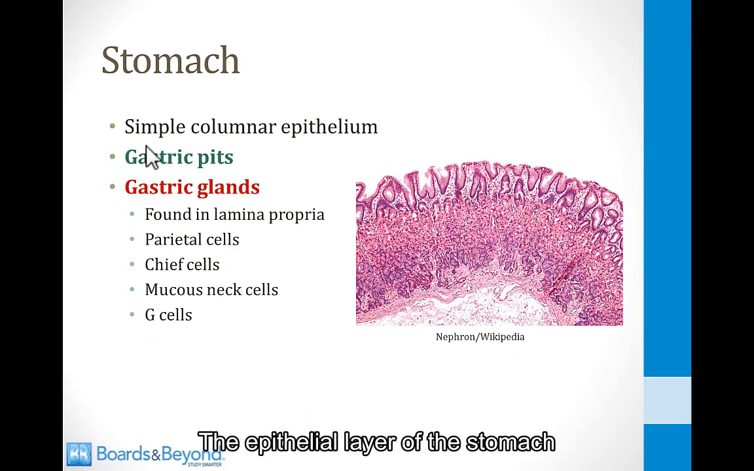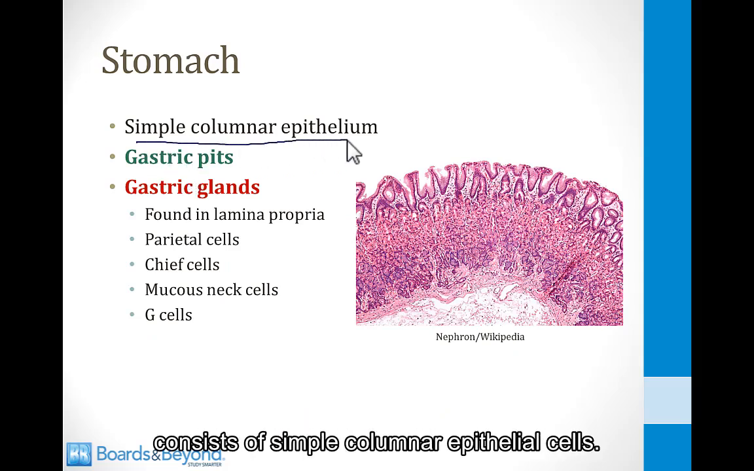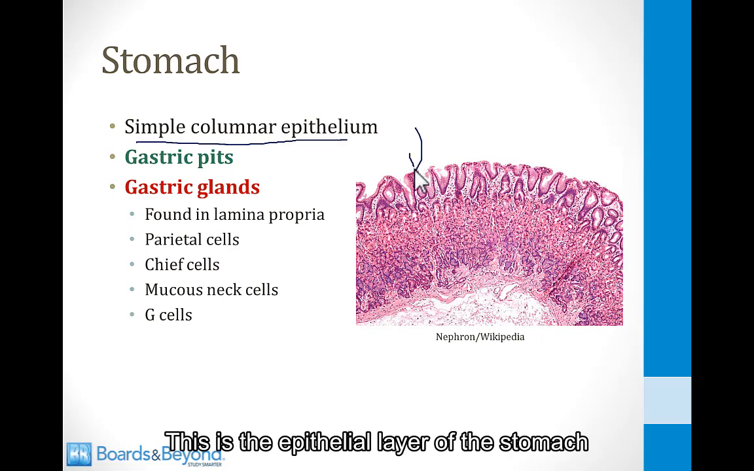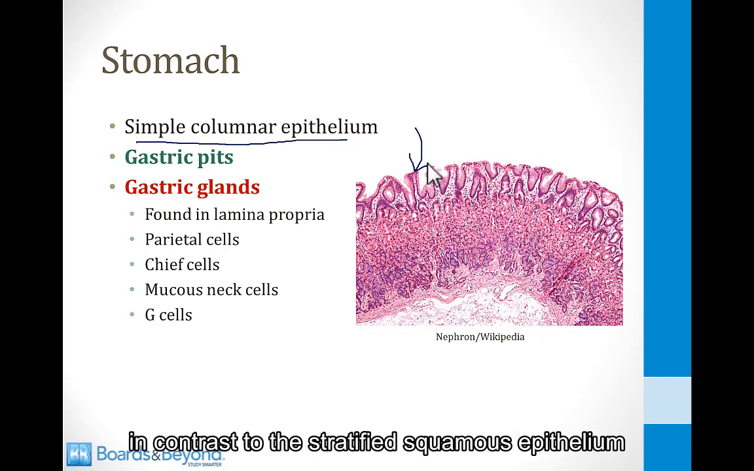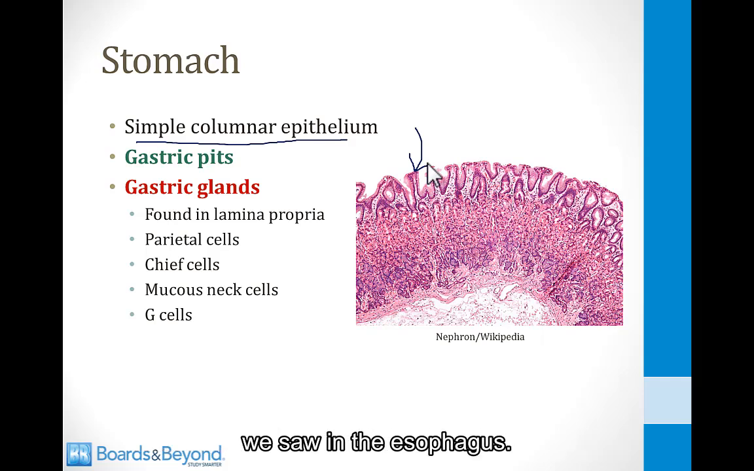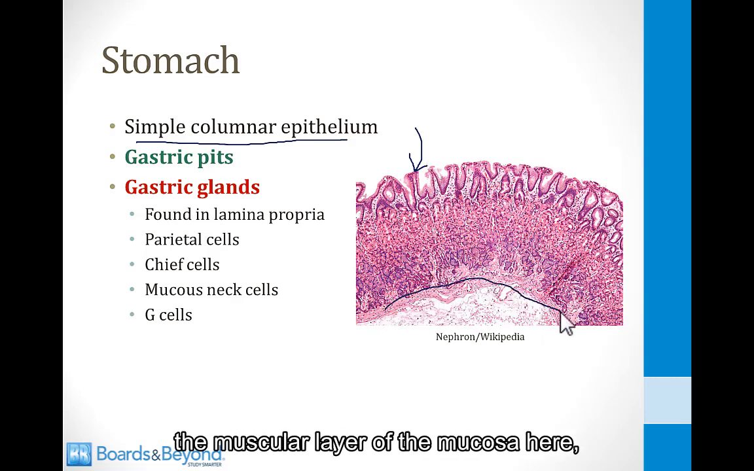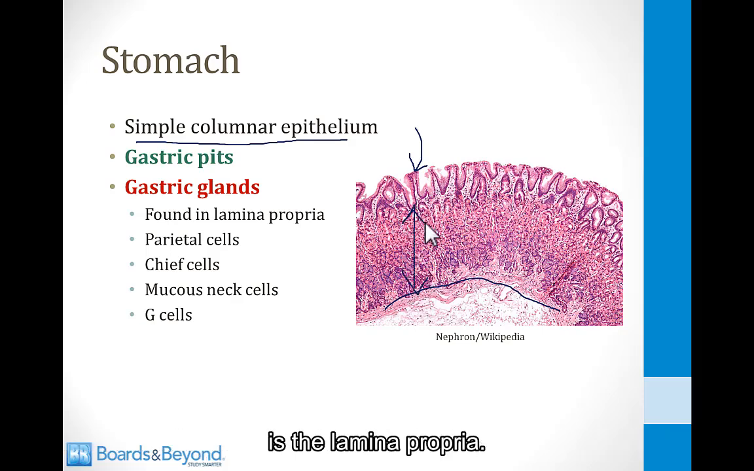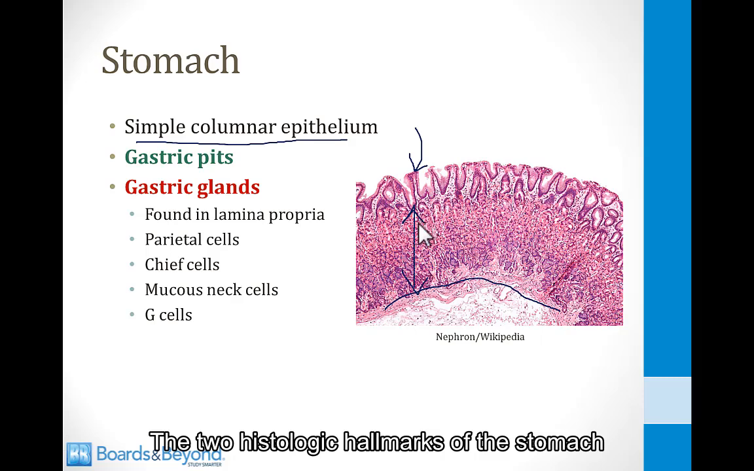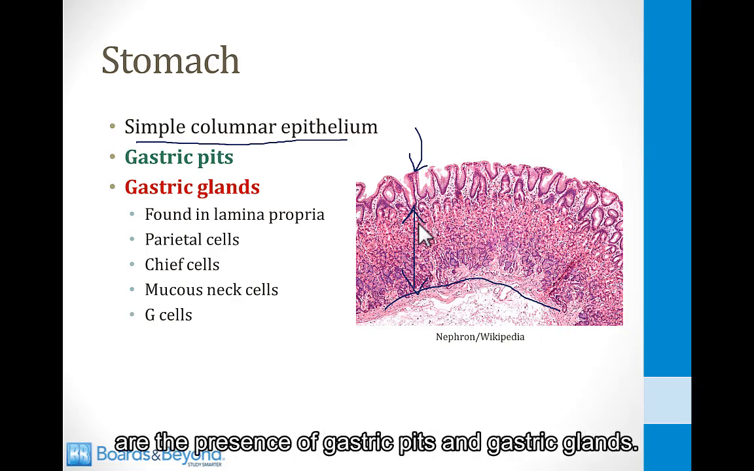The epithelial layer of the stomach consists of simple columnar epithelial cells. This is the epithelial layer of the stomach shown in this slide here. These cells are simple columnar epithelial cells in contrast to the stratified squamous epithelium we saw in the esophagus. On this slide you can see the muscular layer of the mucosa here, and everything between the muscular layer and the epithelium is the lamina propria. The two histologic hallmarks of the stomach are the presence of gastric pits and gastric glands.